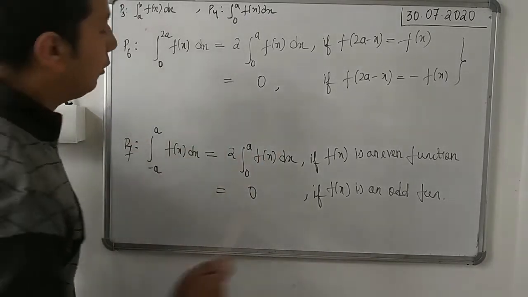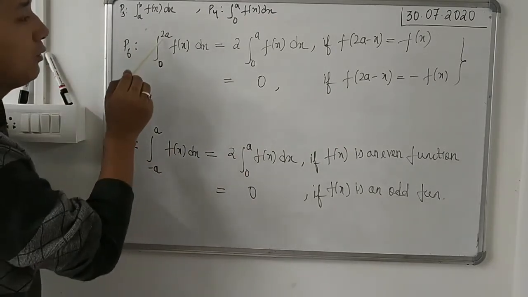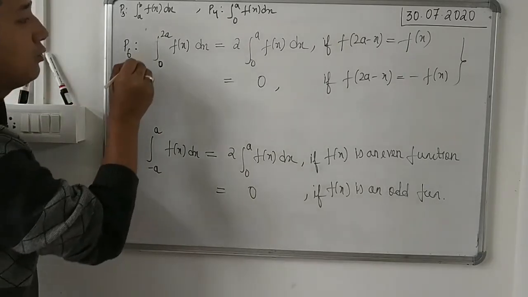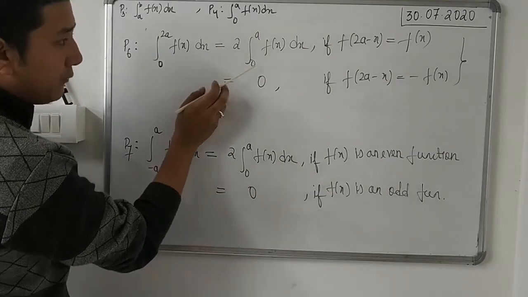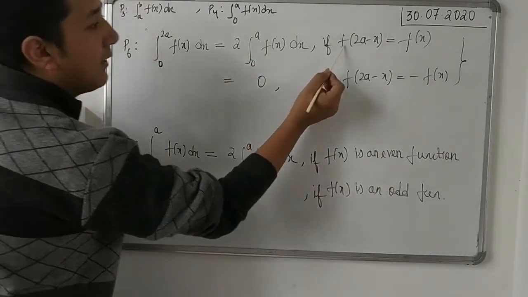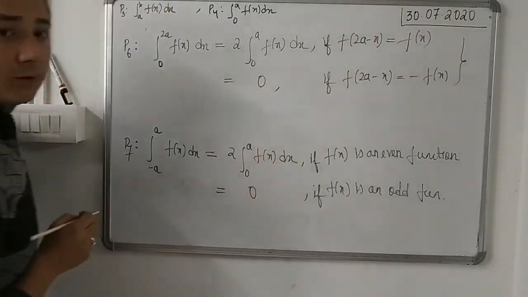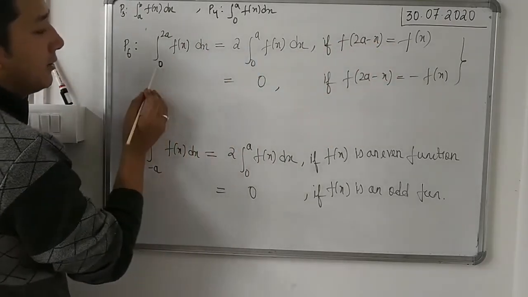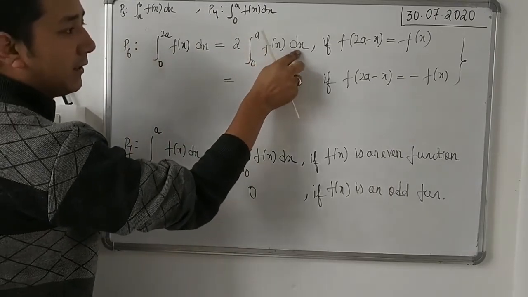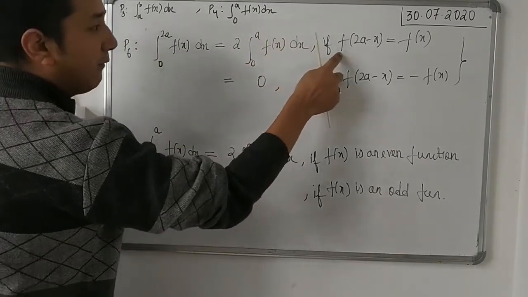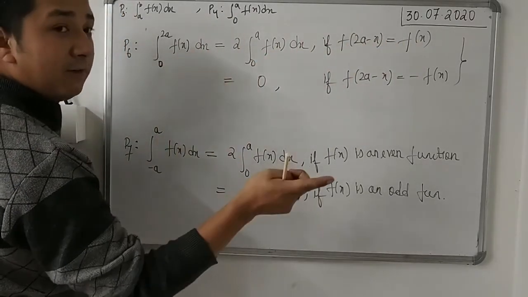So two more properties to go. If it is P6, it will start from 0 to 2a. So 0 to 2a f(x) dx has two values. One is twice of 0 to a f(x) dx when f(2a minus x) equals f(x). I'll explain you when we do the sums, okay? For the time being, you have to remember this. 0 to 2a f(x) dx has two values. One is twice 0 to a f(x) dx. This we will use if f(2a minus x) is equal to f(x). So we have to verify, we have to check, okay?